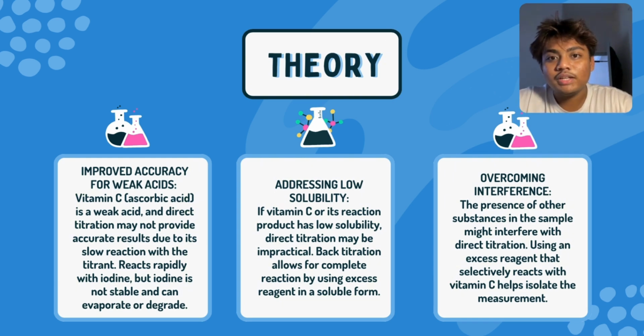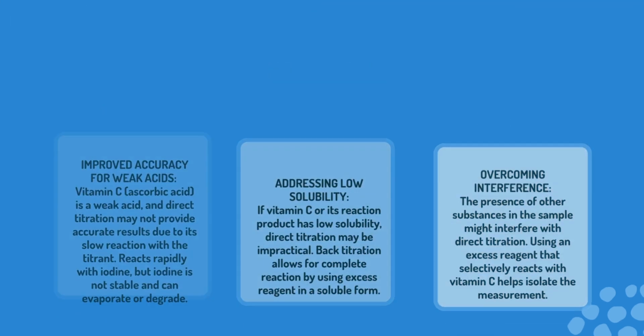The next theory is addressing low solubility. Vitamin C has low solubility, so instead of direct titration, we use back titration because it allows for a complete reaction by using excess reagent. And the last theory is overcoming interferences. The presence of other substances in samples might interfere with direct titration, so using an excess reagent that selectively reacts with vitamin C helps isolate the measurement.